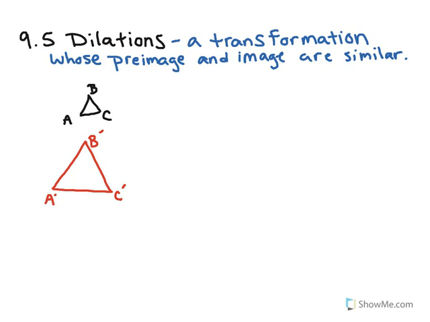We can have this situation, and bear with me, I know that my drawing isn't perfect, but we are going to assume that these two figures are similar. If you can see, we go from our pre-image, which is the black figure, to our image, which is the red figure. If we go from a smaller figure to a larger figure, we call this an enlargement.